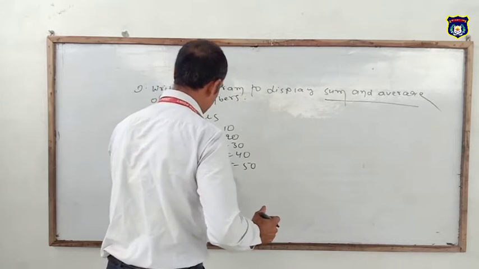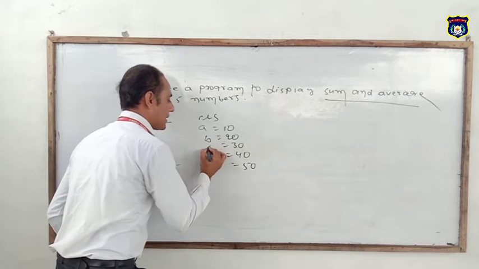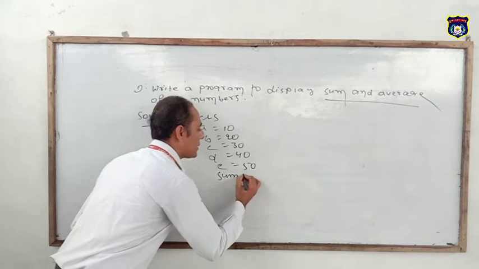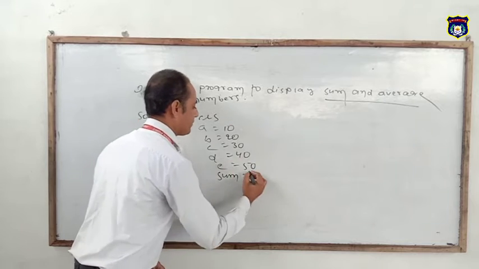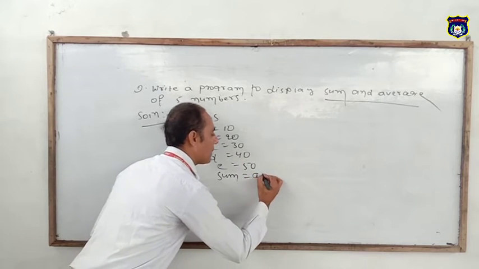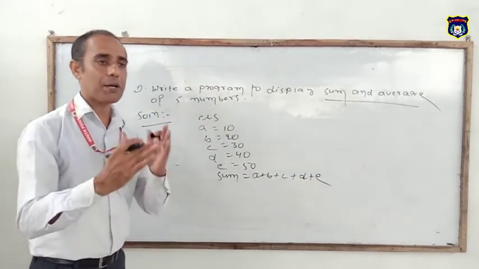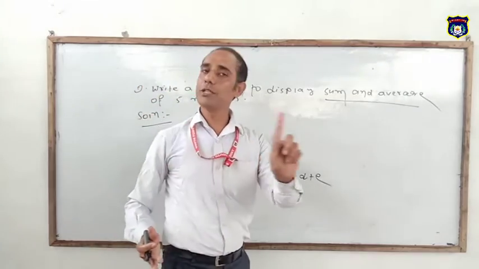Now, how do you calculate the sum of all the numbers? How do I calculate the sum of A, B, C, D, E? Sum equal to A plus B plus C plus D plus E. Sum is the variable which stores the sum of all the values stored in the variables. One thing I want to give information: without variables, we cannot store the value in the programming language.